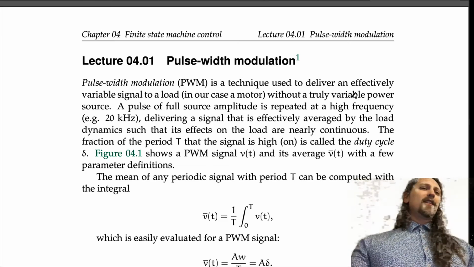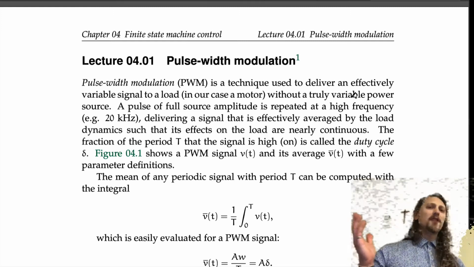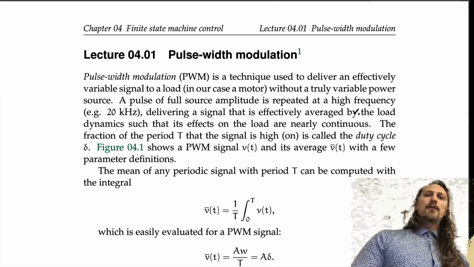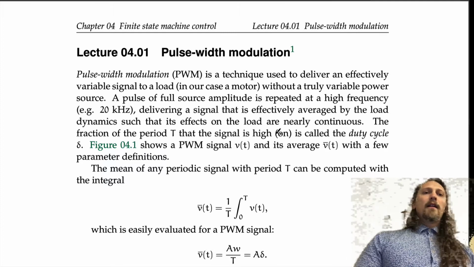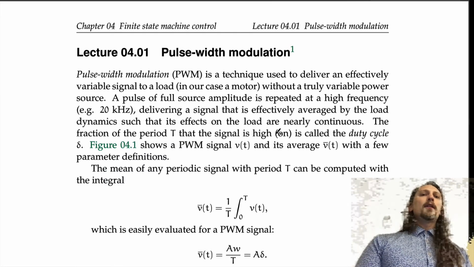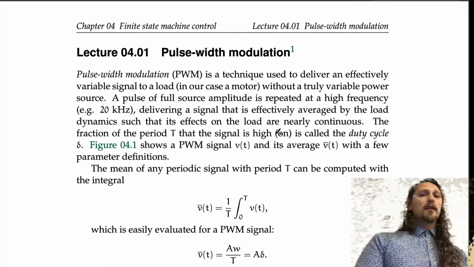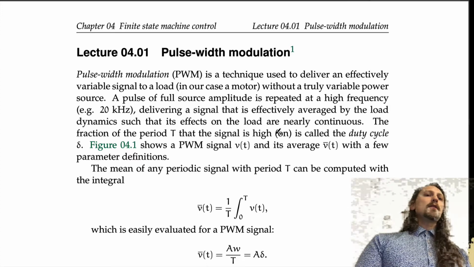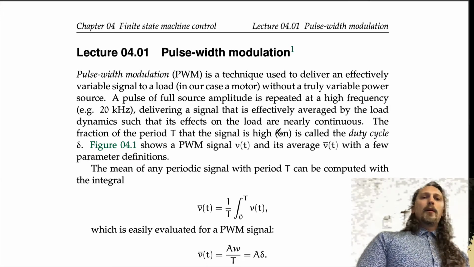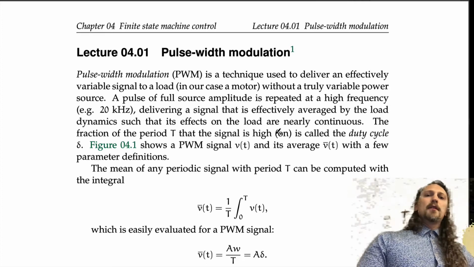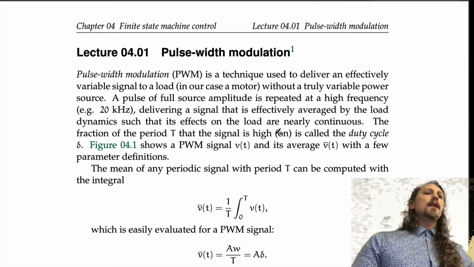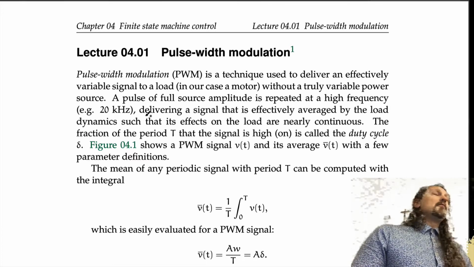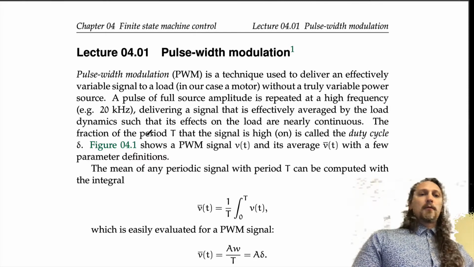Okay. Lecture 4.1, pulse width modulation. So pulse width modulation is a technique used to deliver an effective variable signal to a load, in our case a motor, but we're going to be delivering these PWM signals without a truly variable power source. A pulse of full source amplitude is repeated at high frequency. For example, 20 kilohertz, so like pretty fast. Or you can do megahertz as well, depending on your hardware.